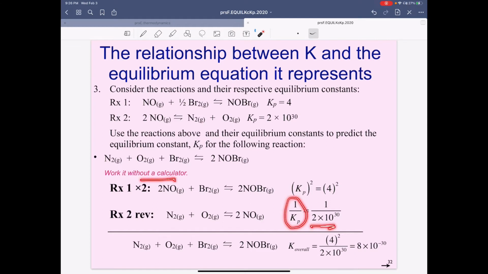You could do this without a calculator. Certainly you can square 4 and get 16. And certainly you can write down the inverse of 2 times 10 to the minus 30th. 16 divided by 2 is, of course, 8. And 10 to the 30th in the denominator is the same as 10 to the minus 30th. This is the kind of question you could be asked to do in a multiple choice.